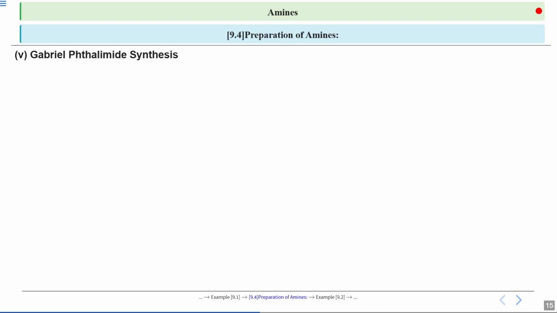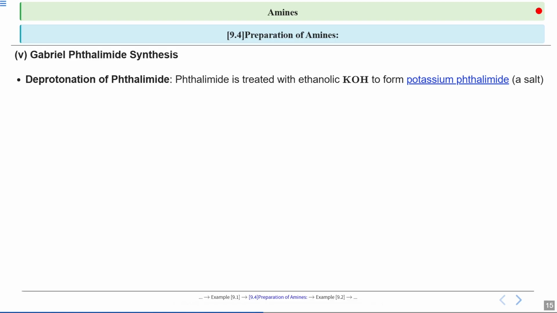Now we have the fifth one, which is Gabriel phthalimide synthesis. It is a method which is used to prepare primary amines. First we will see the deprotonation of phthalimide. When phthalimide reacts with ethanolic potassium hydroxide, it loses a hydrogen ion and forms potassium phthalimide, which is a salt. This step is crucial because it creates a negatively charged nitrogen atom, which makes it a strong nucleophile, ready for the next reaction.